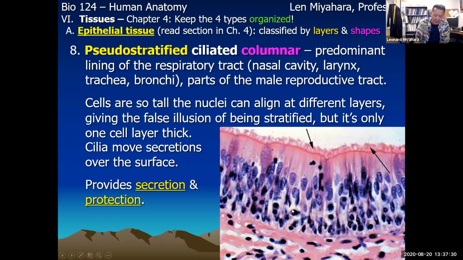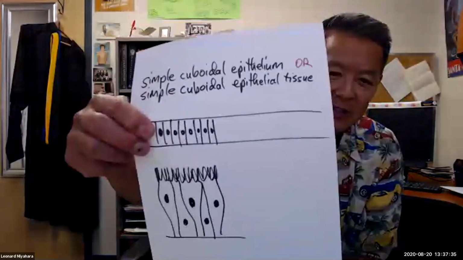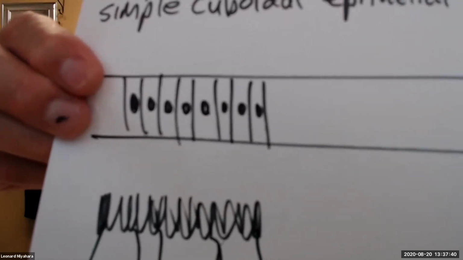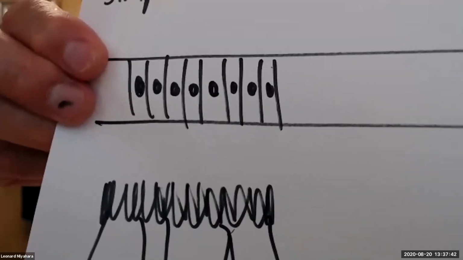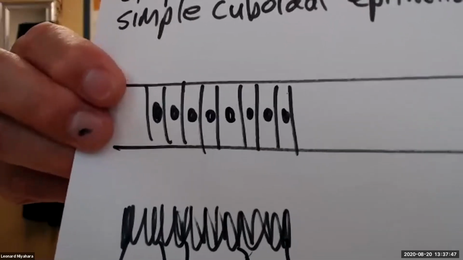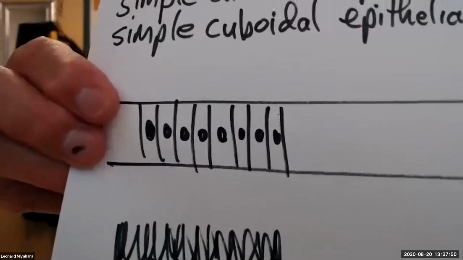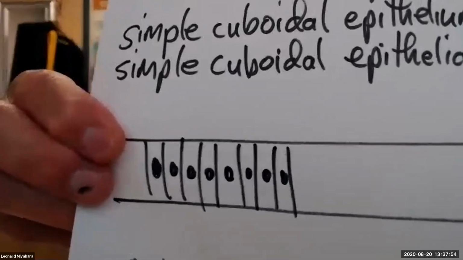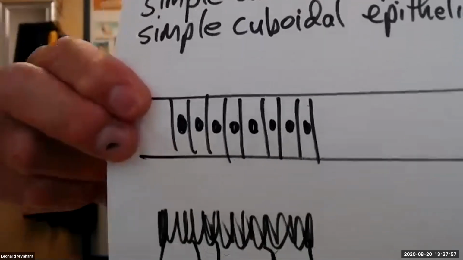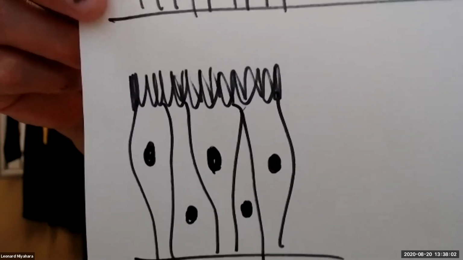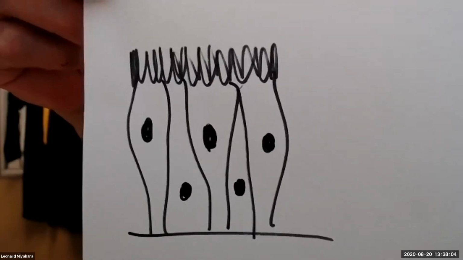This is actually the tallest cells your body makes. This is a good illustration of that. Here's simple columnar. Cells are taller than they are wide, but it's only so tall, so all the nuclei have to be lined up in a row. That's why you needed to write that down on that slide. All the nuclei are in a row. Pseudostratified ciliated columnar epithelium cells are so tall, the nuclei are aligned on different levels, making it look stratified.